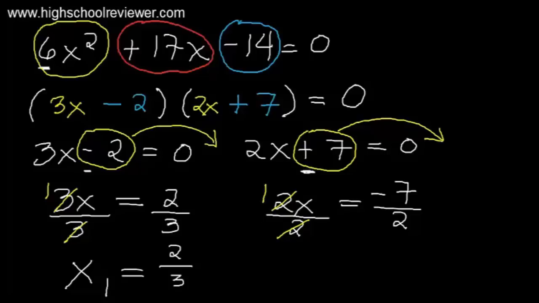Okay. So 1 multiplied by x, this is equal to x. And negative 7 divided by 2, so negative. Okay, we can simplify this to mixed fractions. So this will be negative 3 and 1/2. Okay, so our x sub 2 is negative 3 and 1/2. Therefore, x sub 1 equals positive 2 over 3, and x sub 2 equals negative 3 and 1/2, are our final answers.